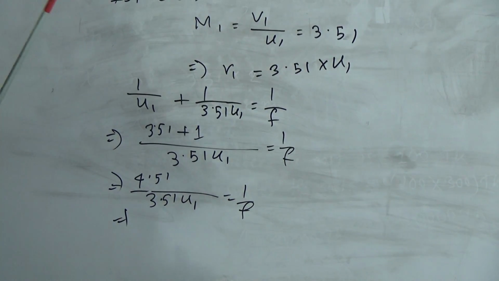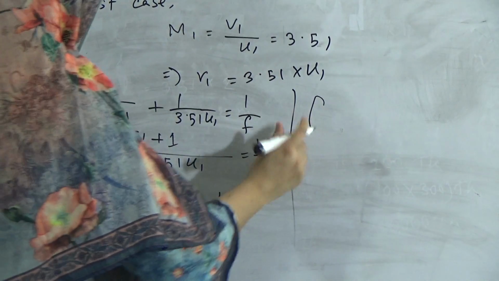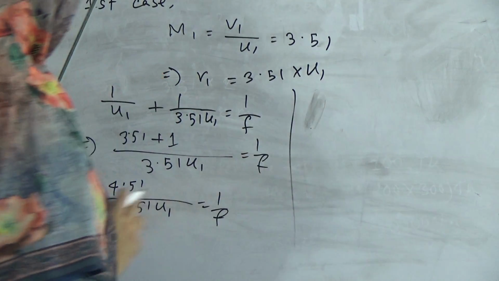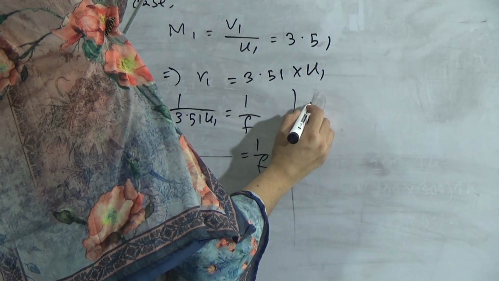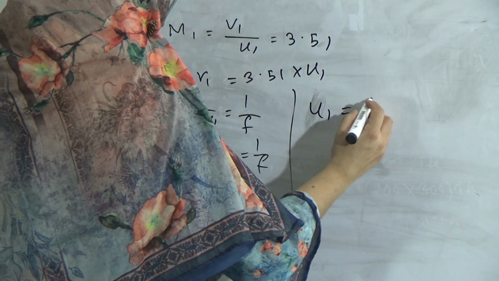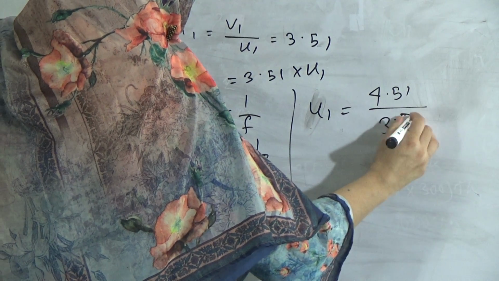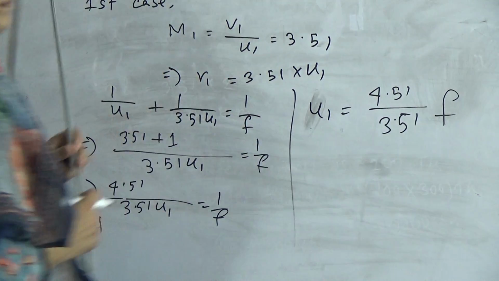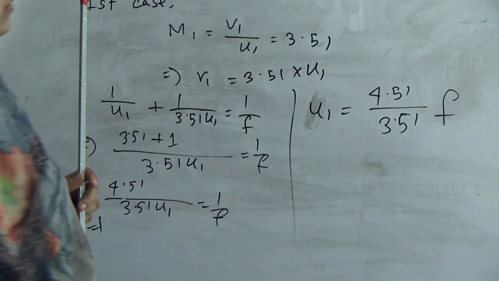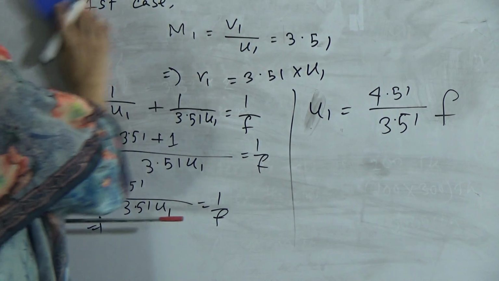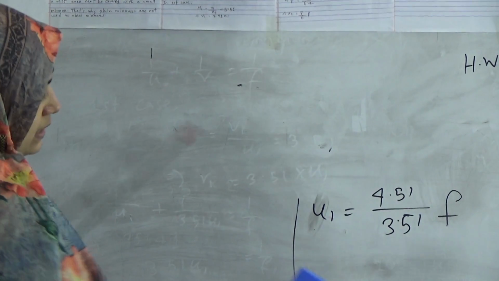So 4.51 into f equals 3.51 into u1. So we have to find the value of u1. So u1 equals 4.51 divided by 3.51 into f. Okay, this is the value of u1. And now, my dear students, I am erasing this part. This is the value of u1.